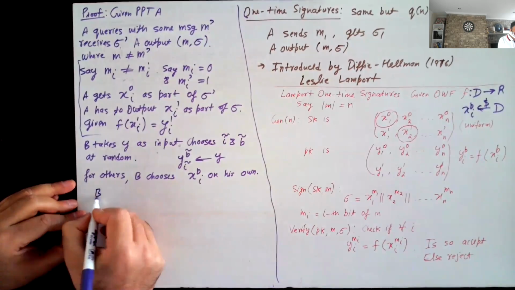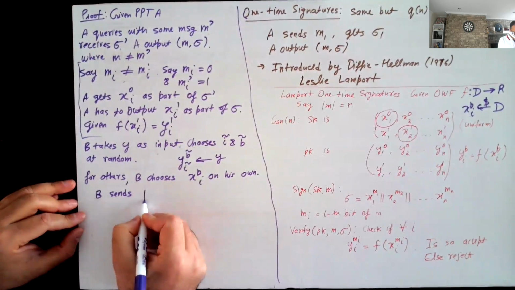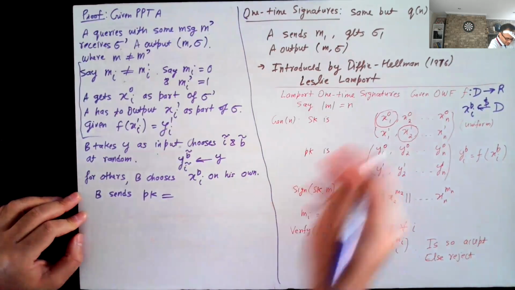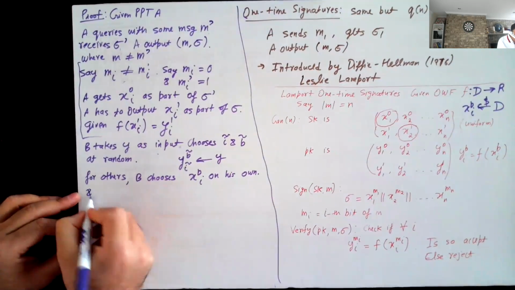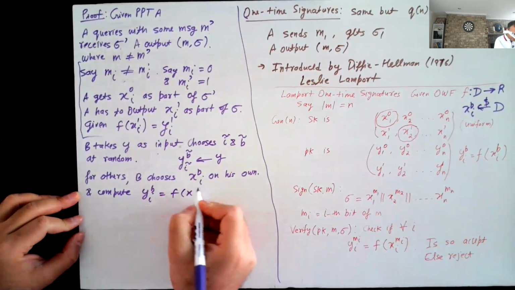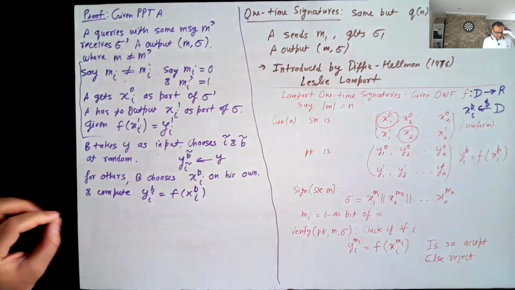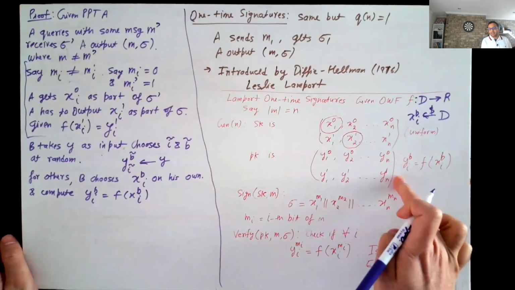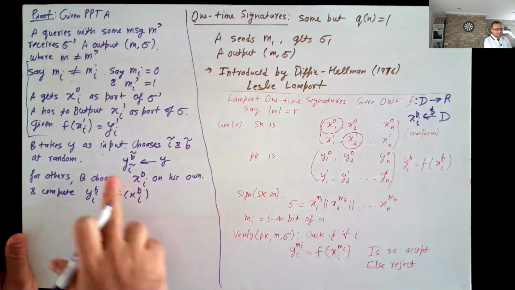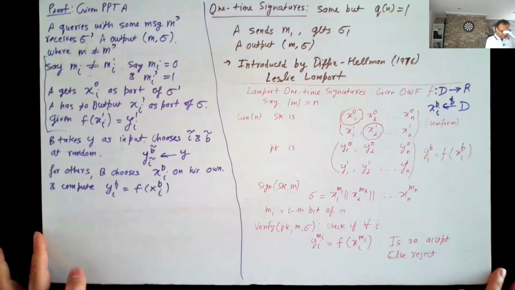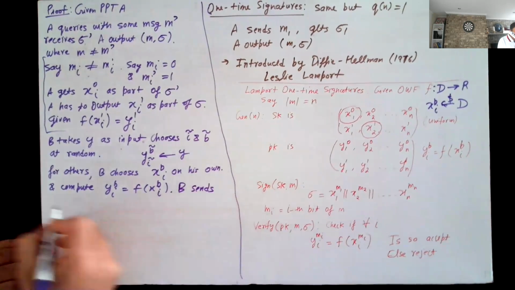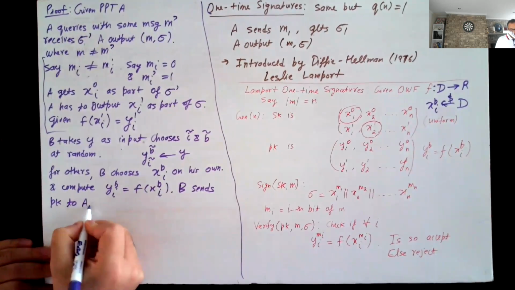And then B sends the public key PK, which is equal to all the Y BI's, computing YBI equals f of x bi on his own. Okay. So observe that B knows the preimage of 2n minus 1 of these strings, but there's one string which B doesn't know the preimage to, and that's y, right? And B is hoping to get the preimage of this string. Okay, and then you send the public key so constructed to the adversary A.